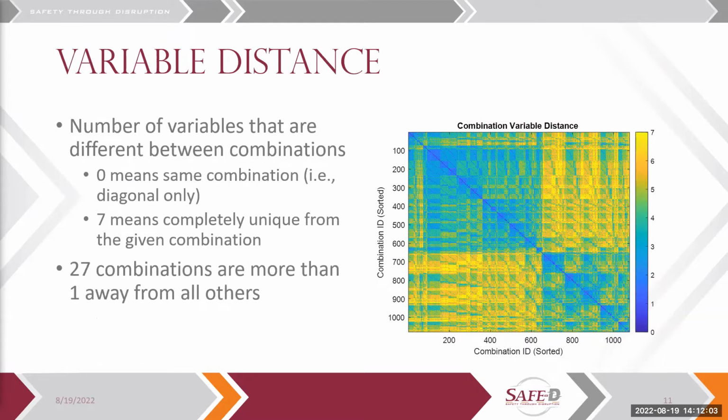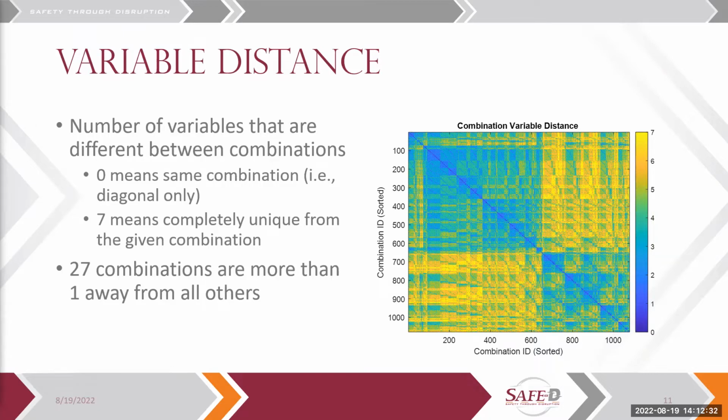So what we did is we defined this variable distance between the different combinations. Basically, these are all 1,000 events plotted against each other. So the diagonal is obviously 0. They are one and the same. They have no difference. And then 7 means the variables are completely different. There's not one that's the same across them.